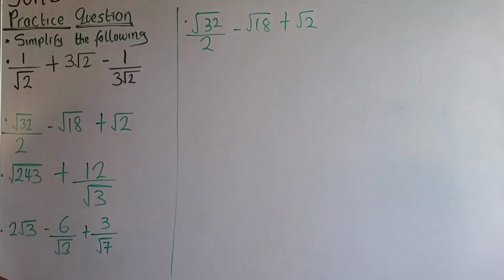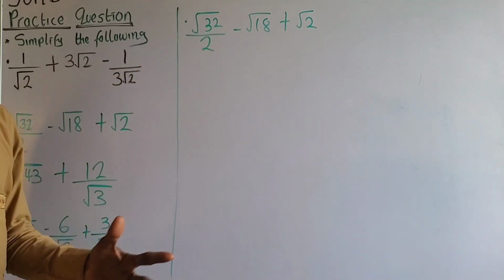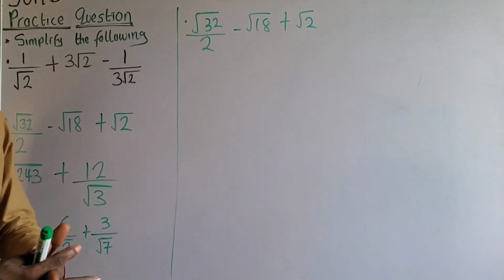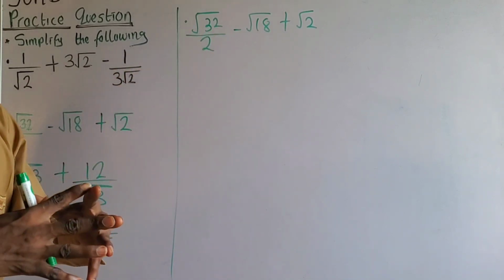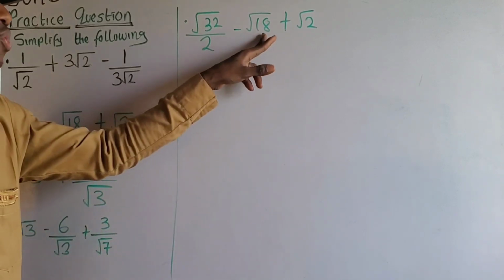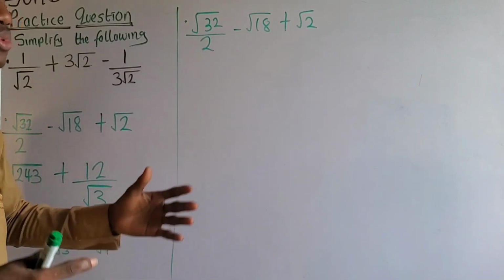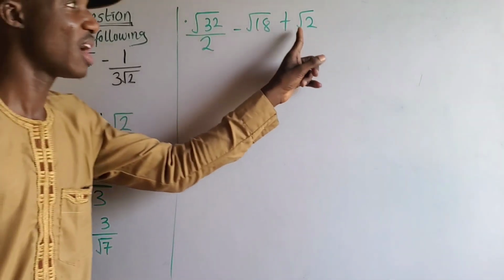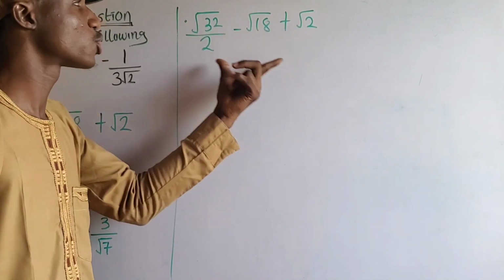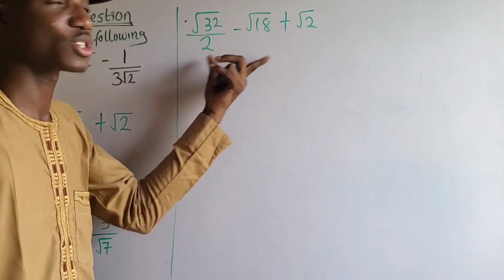So all you have to do is express 32 as the product of its largest square. Are you getting what I'm trying to say? Express 32 as the product of its largest square, and also express 18 as the product of its largest square. Let me give you a hint. You see, we have root 2 here. The simplest surd in this question is root 2.